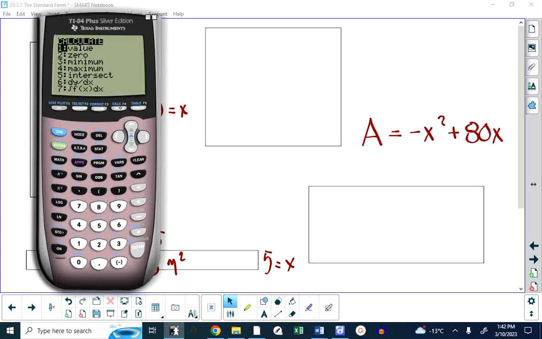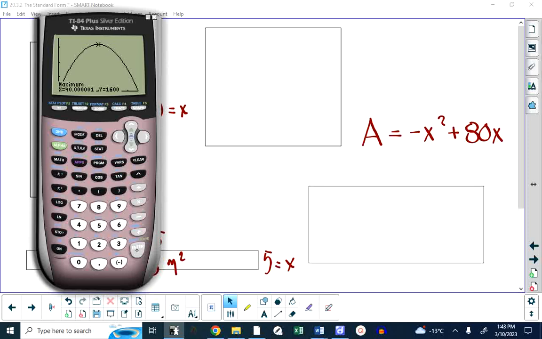Calc, max, left, right, enter. X is 40. When X is 40, you get the most area. And the most area you get is 1600.